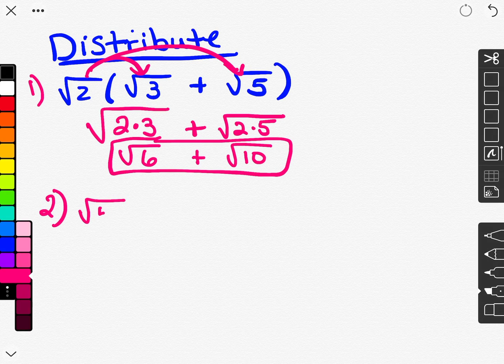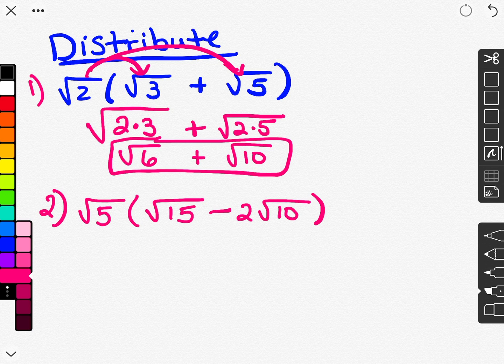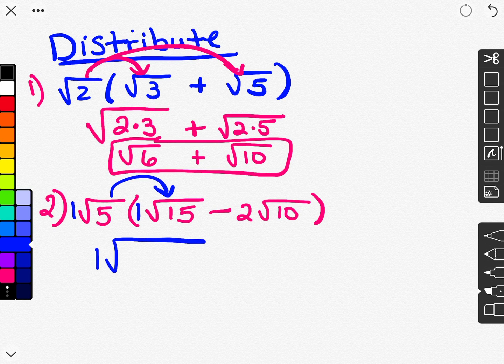Square root of 5 times the quantity, square root of 15 minus, sorry, 2 square root of 10. I'm going to do the same thing that I did in the prior part where we factored it as we went to save ourselves the energy of multiplying and then unmultiplying. So outside times outside, so in this case a 1, inside times inside. So 5 is just 5, and then 15 would be 3 times 5.